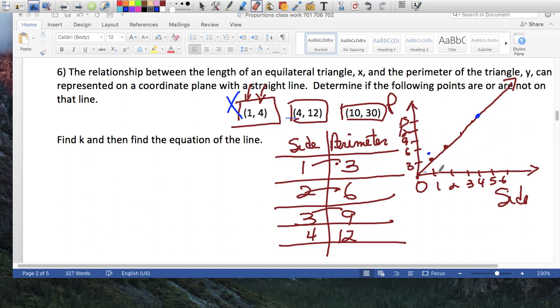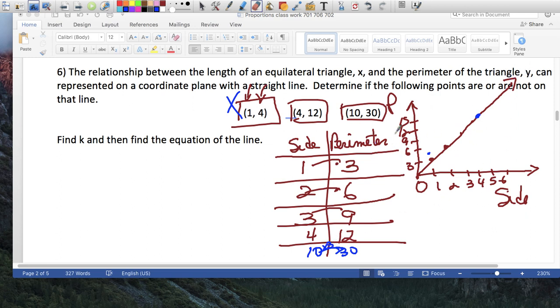And finally, 10 and 30. Well, 10 and 30 is somewhere off my chart. But when one side of the triangle is 10, will the perimeter be 30? And you can clearly tell that there is a times 3 relationship here. So you know it's going to be on the line.